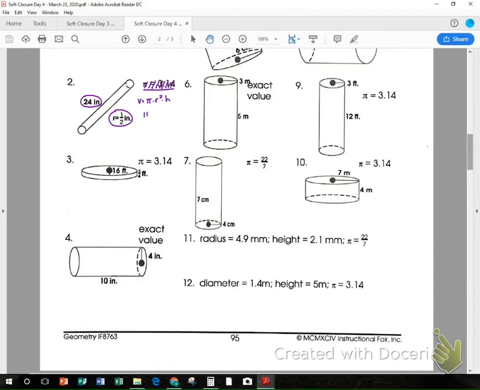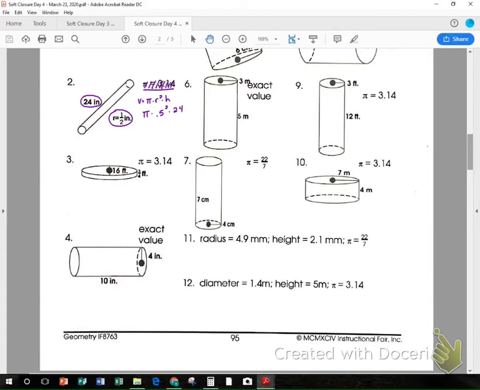Pi times radius is 1/2 inch. Now, you can put in 1/2 in Desmos if you're using Desmos, or we can change it to a decimal, which would be 0.5 squared, times 24. So one of two ways.